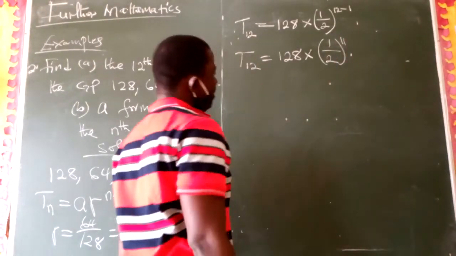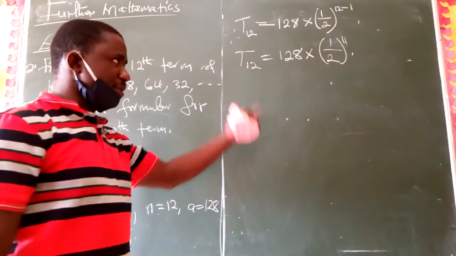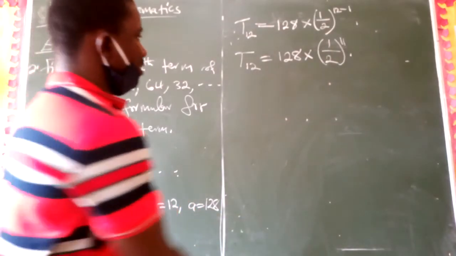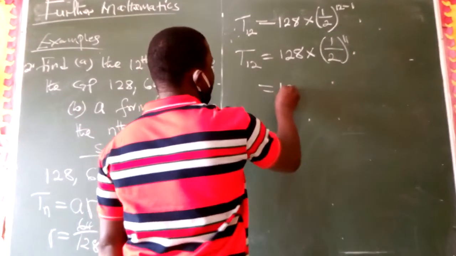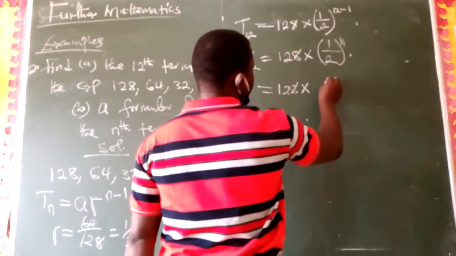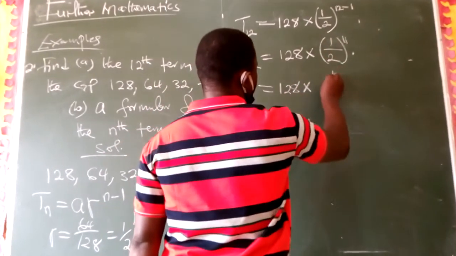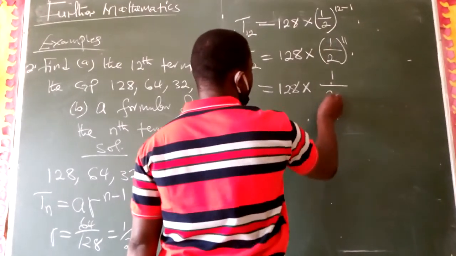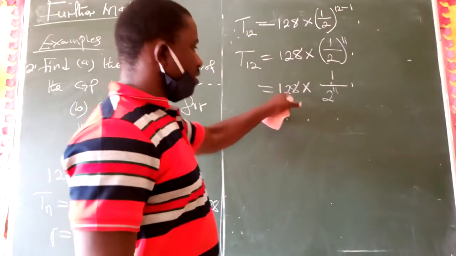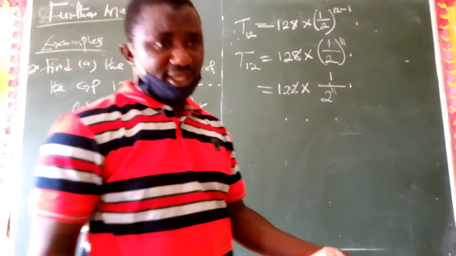Okay. Now it's a problem. Am I going to leave my work like this? No. I should simplify this. So this becomes 128 times 1 over 2 raised to power 11. 1 raised to power 11 is 1, and 2 raised to power 11 is 2 raised to power 11. But of course, if you look at this 128, it is a power of 2.